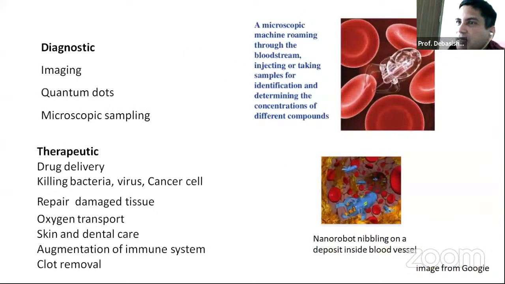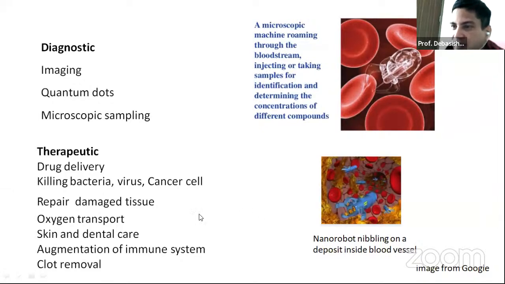Okay, and in diagnostics, the important part is imaging. So that's very important. When we take a picture, a snapshot from a microscope, contrast is a very, very big thing. So contrast in imaging is very important. And previously we used different kinds of dye as a contrast tool, but nowadays we have developed many quantum dots, which are better contrast agents for this kind of imaging. It's also helpful for microscopic sampling. And for therapeutics, we can use this kind of biology adaptive material for drug delivery, for killing bacteria, virus, cancer cells. So on the right hand side are some cartoon diagrams from Google.